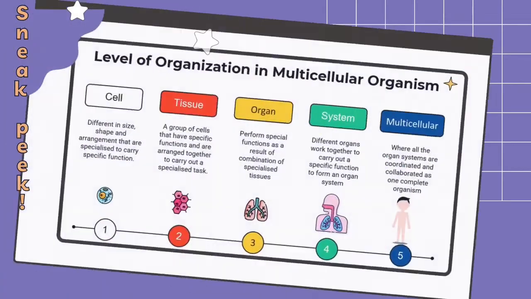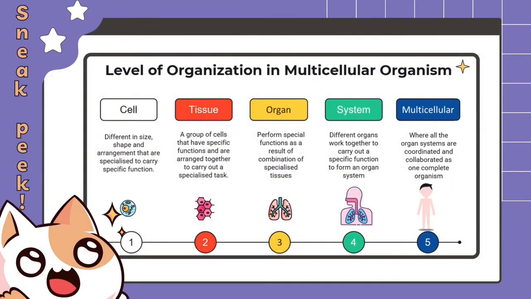Before we end our lesson, I want to tell you that the cell is the first level of organization in a multicellular organism. The next steps are tissue, organ, system, and lastly, a multicellular organism, which will be covered in the next lesson.